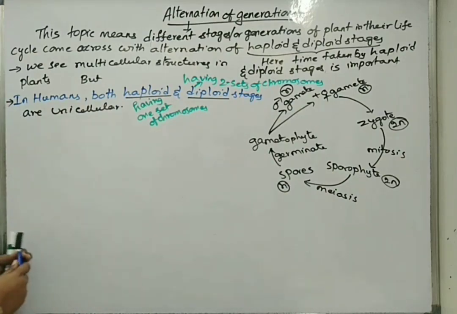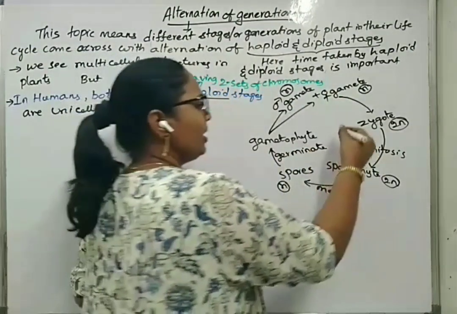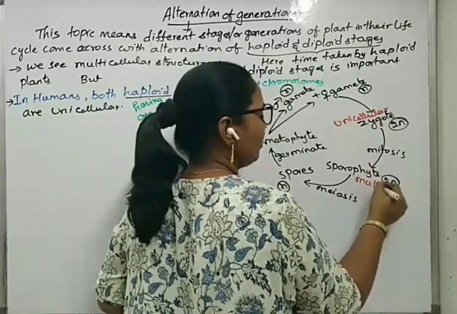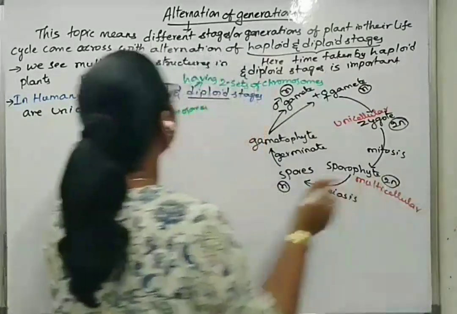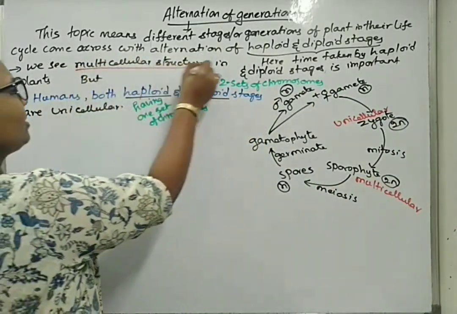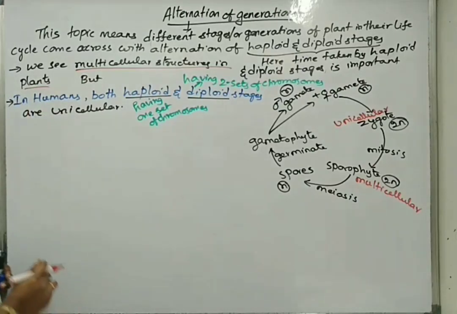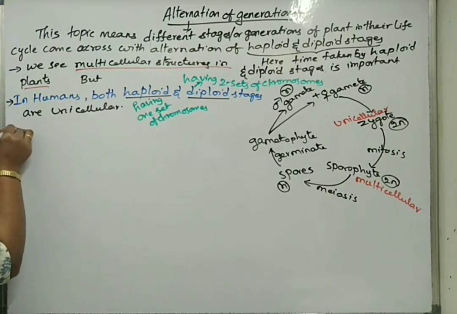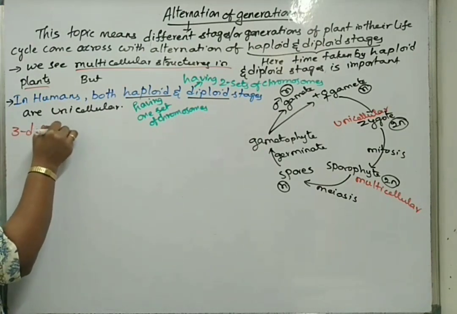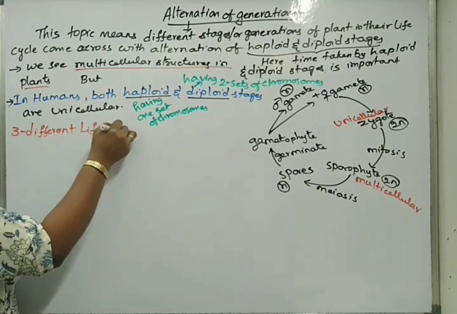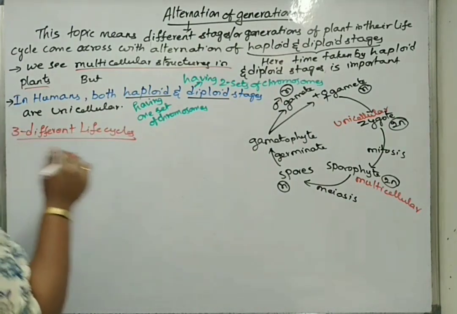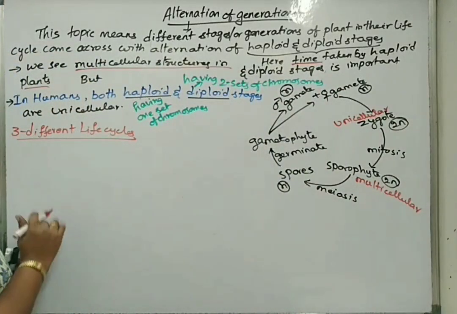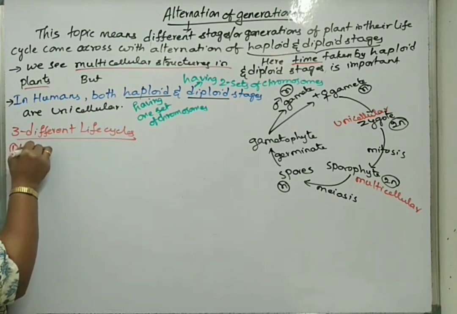Next. The zygote is unicellular. The sporophyte is multicellular. So that is why we have written here that multicellular structures are seen in plants. Now, we see three different types of life cycles. The time taken by haploid and diploid stages is what explains this whole concept. First one, the haplontic life cycle.